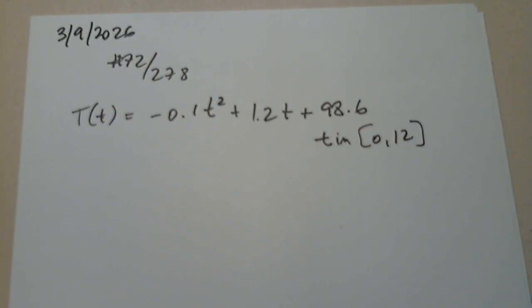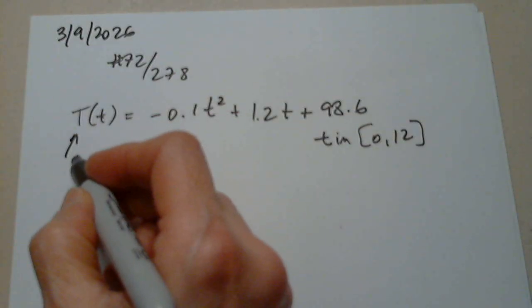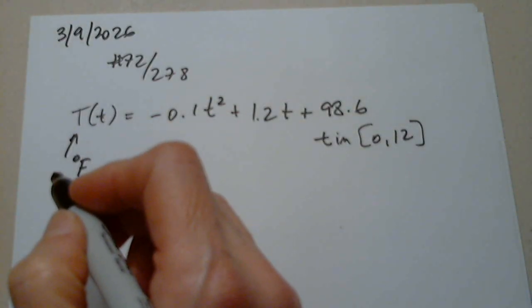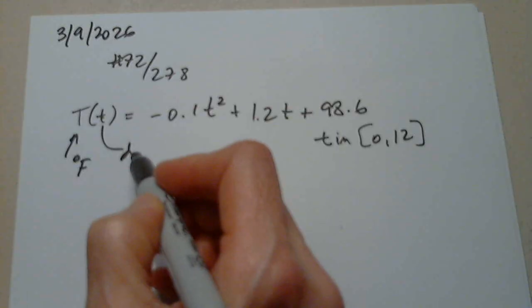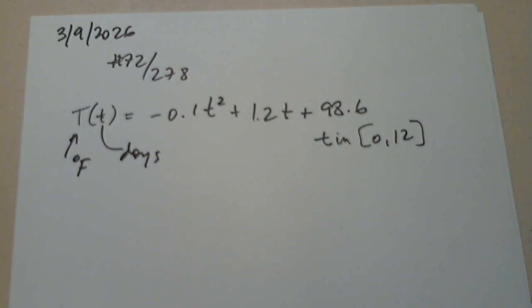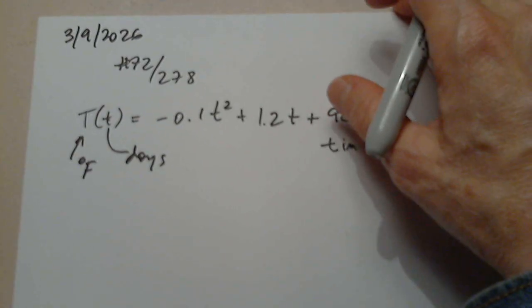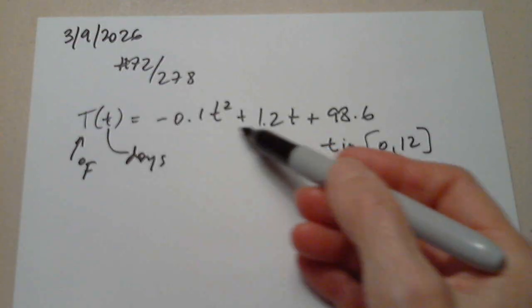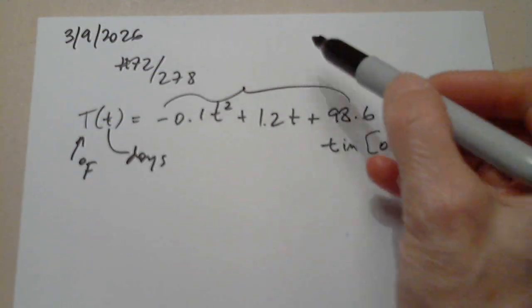Okay. T is the temperature, in Fahrenheit, and t is the number of days, so lowercase t is measured in days after the onset of it. Okay, find the relative extrema and sketch a graph of the function. Perfect. Now, this situation is not complicated because this is quadratic.